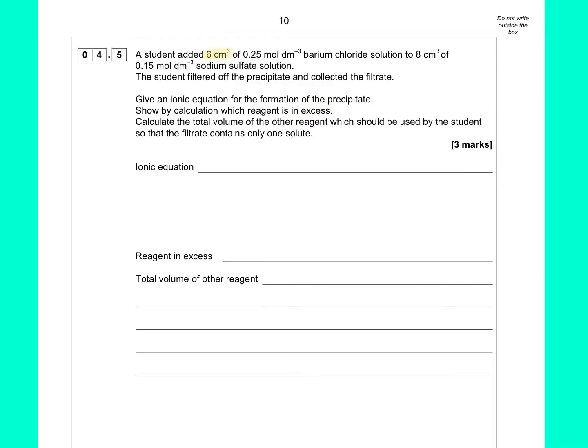So 4.5 is about an ionic equation and a little bit of a mole calculation. It tells you how much barium chloride they've added to how much sodium sulfate, and asks you to give an ionic equation first of all, and then calculate which reagent's in excess. So first of all, we're making barium sulfate, so it's going to be the barium ion, Ba2+, plus a sulfate ion, SO42-, making barium sulfate. And remember, whenever you have an ionic equation for a precipitate, it's always aqueous plus aqueous makes solid.